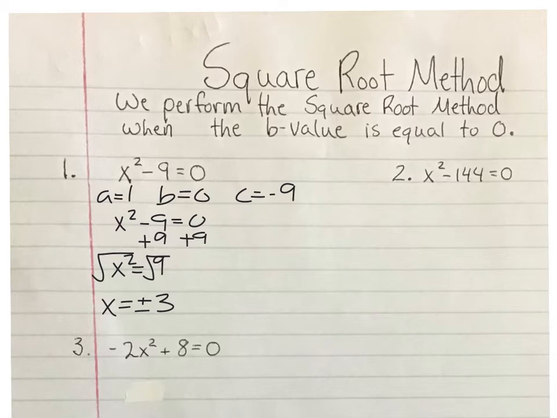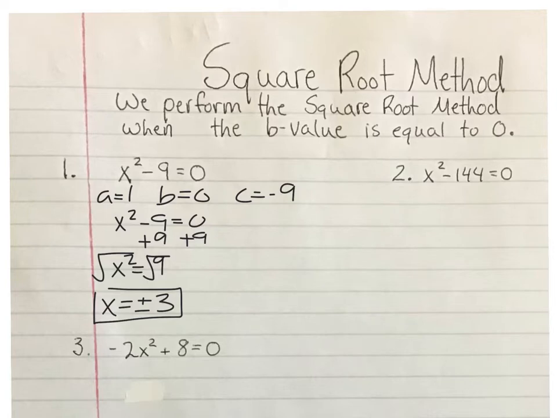Like if you were to plug this back into the original equation up here, whether it was +3 or -3, it would still satisfy the equation and give you a 0. Because 3 squared is 9, and 9 minus 9 is 0. -3 squared is still +9, and then 9 minus 9 is 0 again. So as you can see, no matter what, you'll still get the same answer.